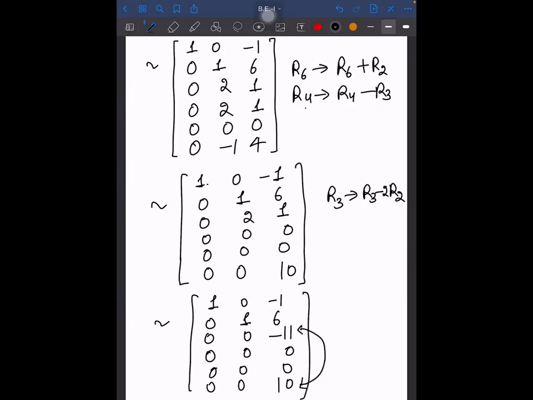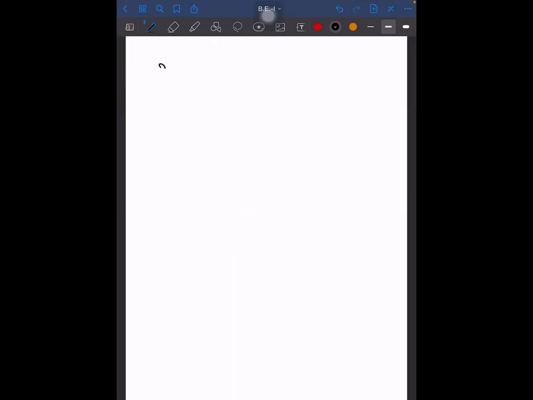How? R3 में ऑपरेट करेंगे 1 by 11 times the R3. R6 को ऑपरेट करेंगे 1 by 10 times the R6. So this will be minus 1 and this will be 1. And after that, I'm writing the combined operation actually. So after that, you operate on R6 plus R3, right? So now you are left with the matrix 1, 0, minus 1, 0, 1, 6, 0, 0, 1, and the rest of the 3 are 0.